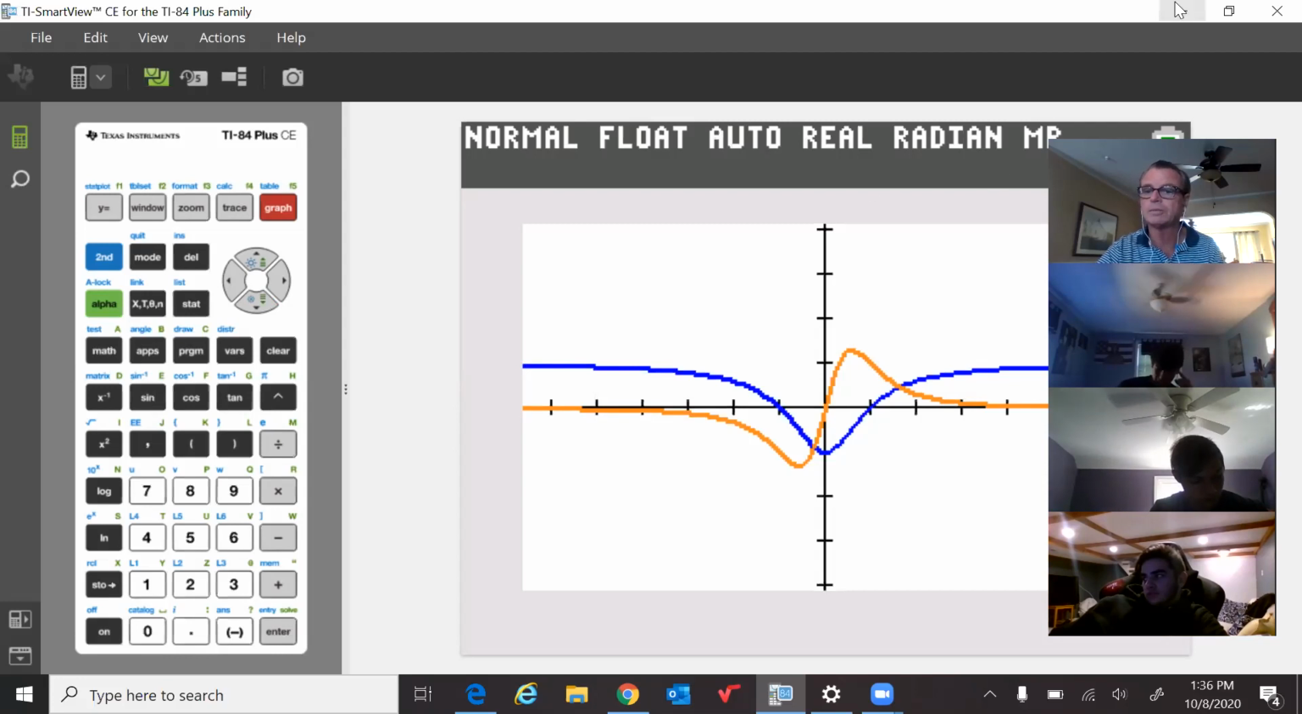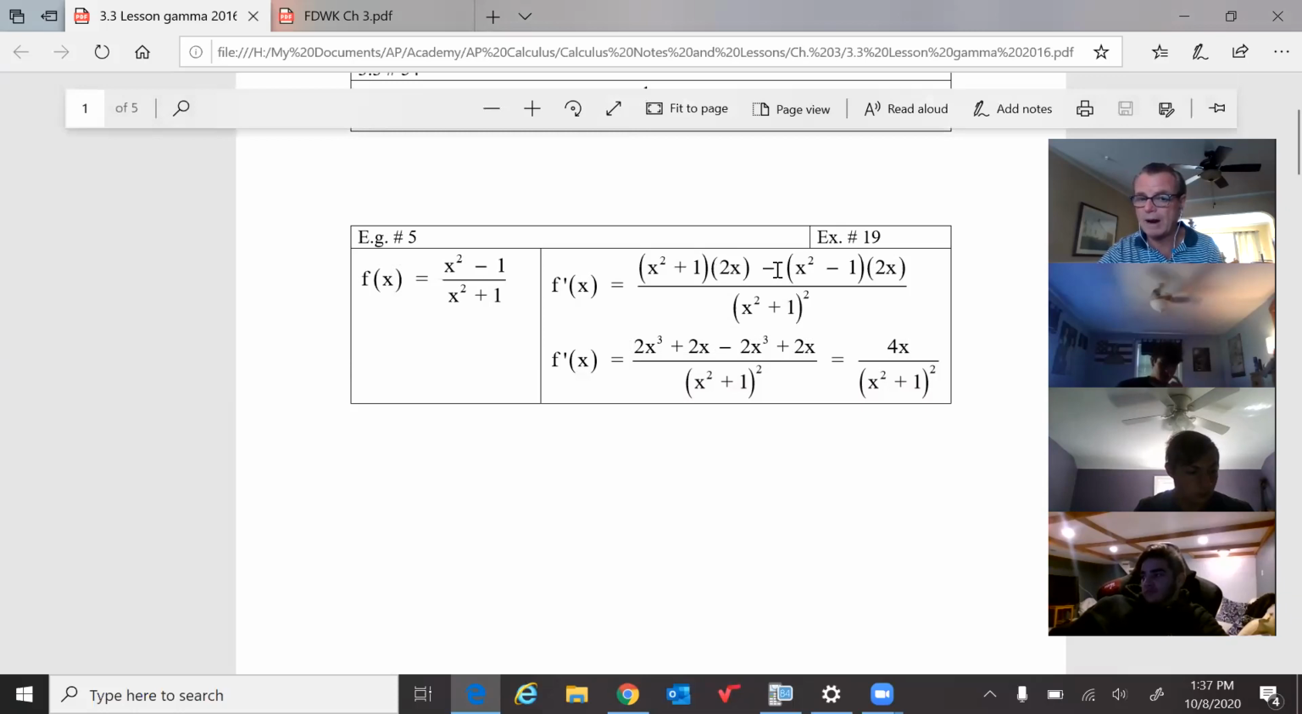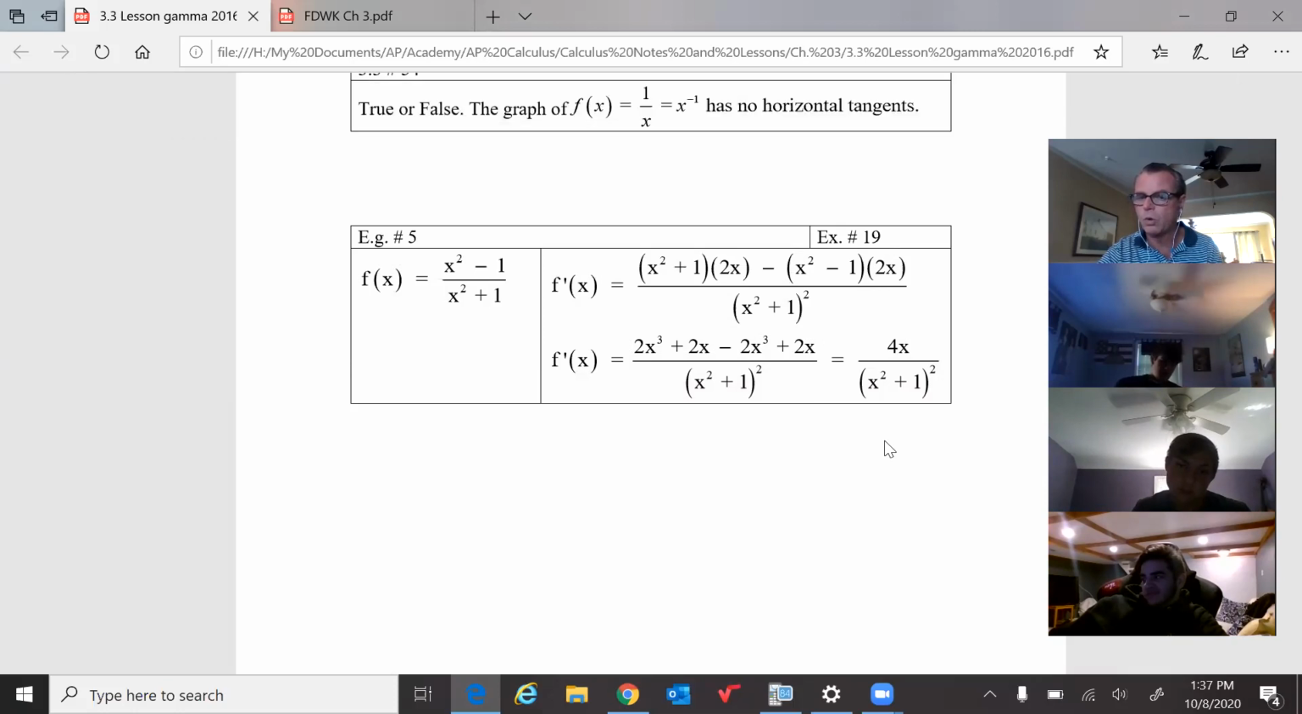This is a non-calculator question. So here's the procedure. I take the denominator, I paste it down here, and I square it. I take the same denominator and paste it in the numerator and multiply it by the derivative of the numerator of the parent graph, which would be 2x plus 0. Subtract, other way around, the numerator times the denominator, which gives us this after we combine our like terms. 4x divided by x plus 1, the quantity squared.